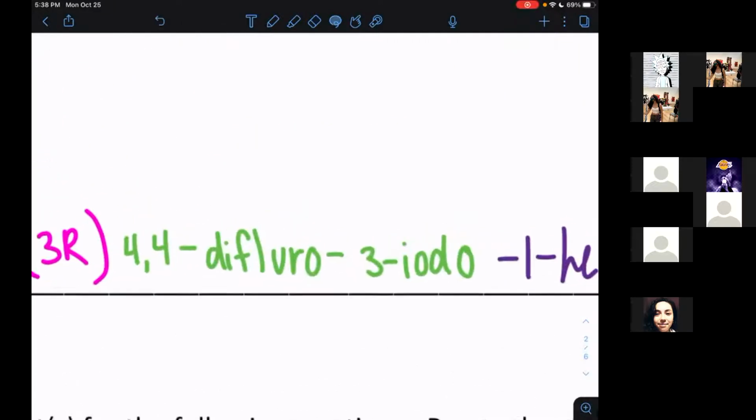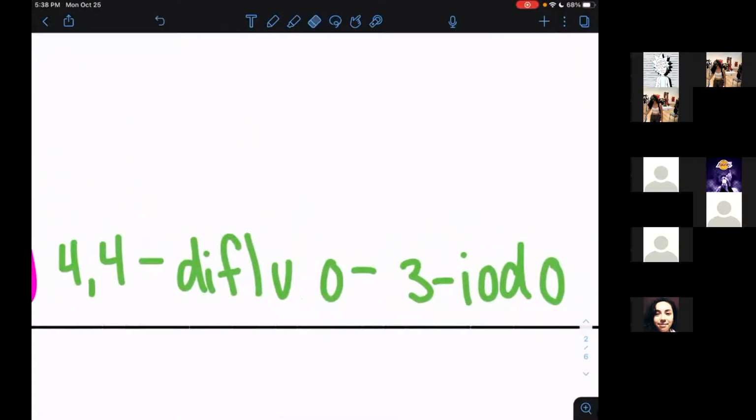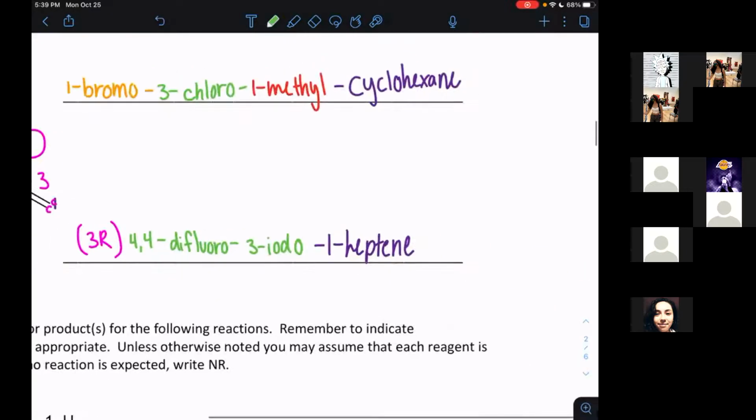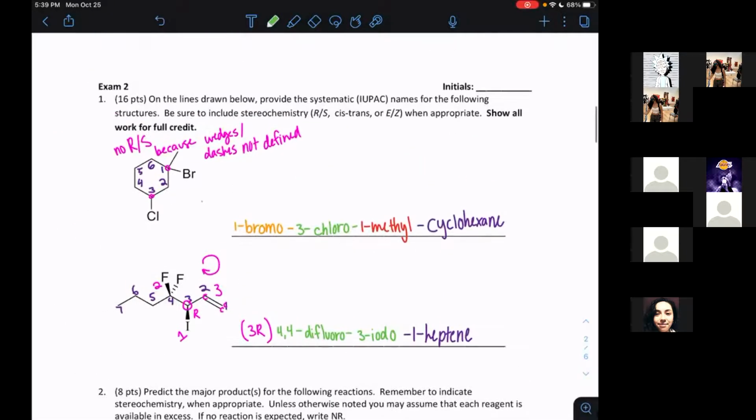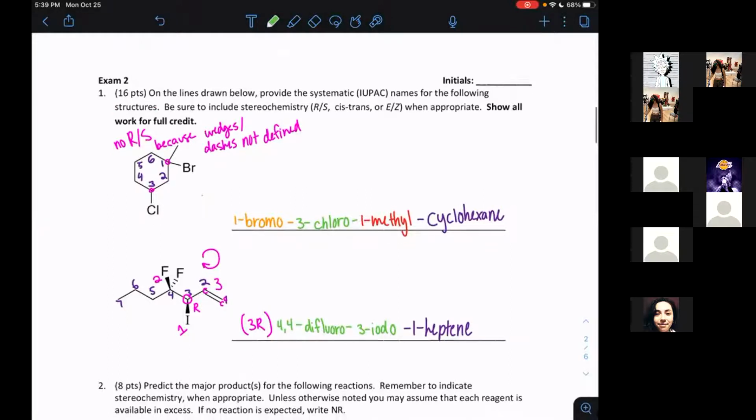Oh, someone corrected me again. Okay, cool. FLUORO. Okay, thank you. Okay, cool. So that's those ones. That was fun.